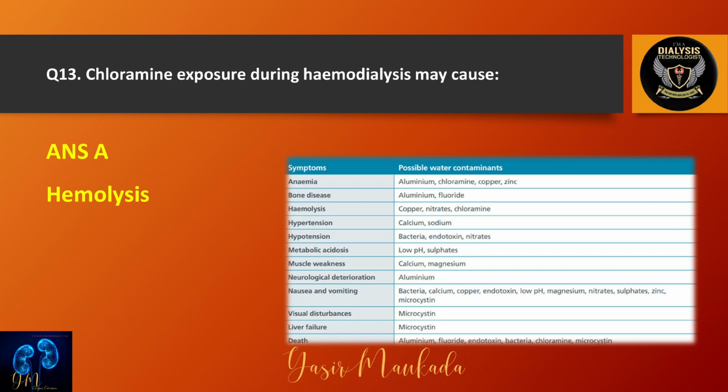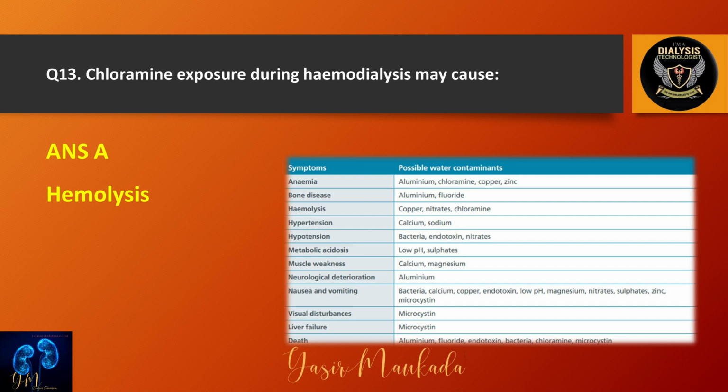So aluminium, chloramine, copper, zinc may affect anemia, and aluminium and fluoride will cause bone diseases. Copper, nitrates, and chloramine cause hemolysis. Calcium and sodium, hypertension. Bacteria, endotoxin, and nitrates, hypotension. Low pH and sulfate, metabolic acidosis. Calcium and magnesium, muscle weakness. Aluminium, neurological deteriorations. Bacteria, calcium, copper, endotoxins, low pH, magnesiums, nitrates, sulfates, zinc, microcystine.